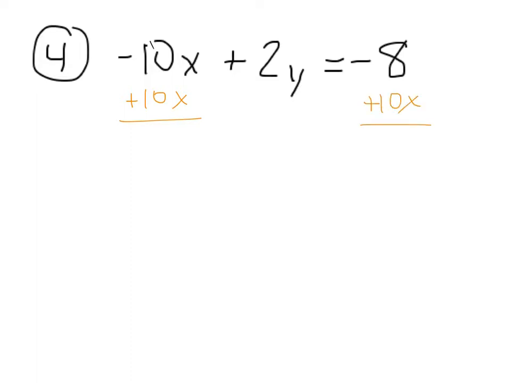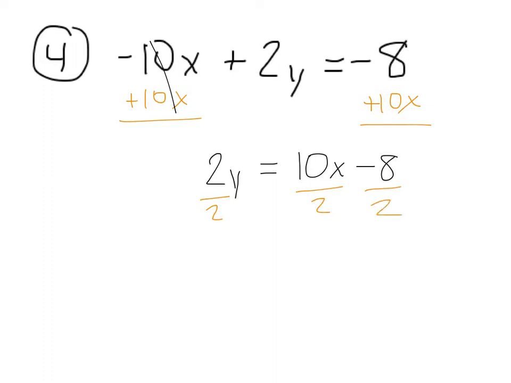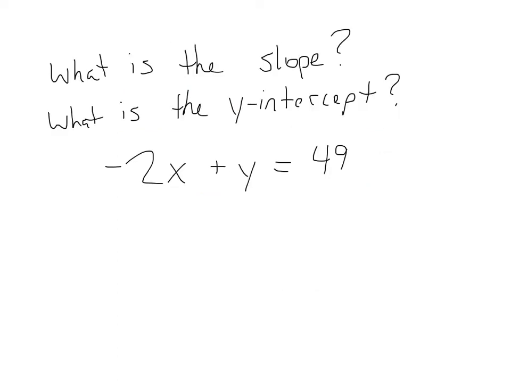So those cancel or become 0, and I'm left with 2y equals, can't take a minus 8 and add 10x to it, so I just write 10x, and then we have a minus 8. Then lastly, divide by 2, divide by 2, divide by 2. Y ends up equaling 5x minus 4. All right, so go ahead and pause the video again and try this one, see if you can figure it out, and then play it when you're done.